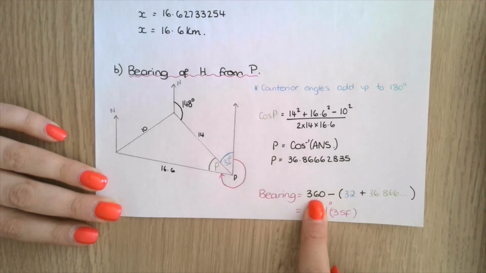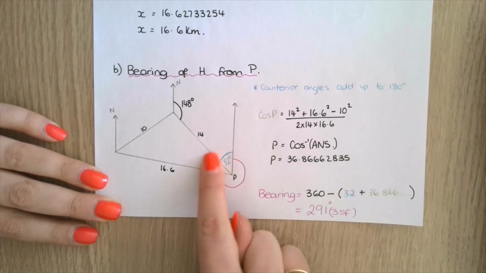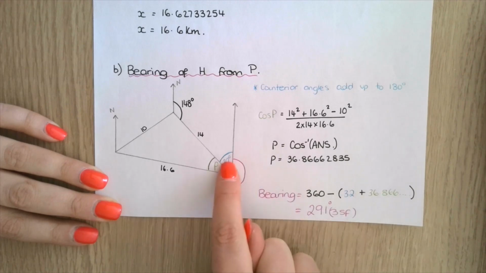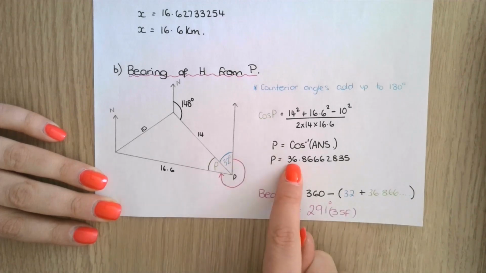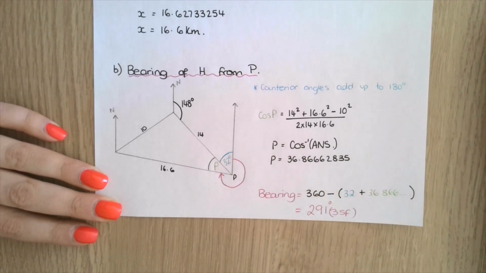I knew the bearing was 360 degrees, the whole lot of it. Take away the 32 and take away that value of P that I worked out there, and that gets me that bearing. Again, I hope this has been helpful for you to understand these style of questions.